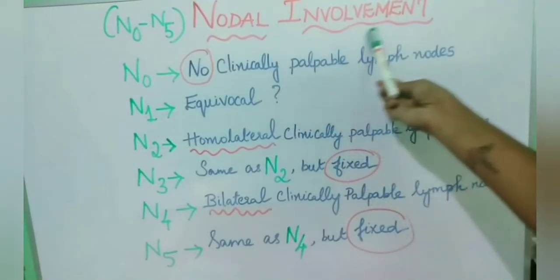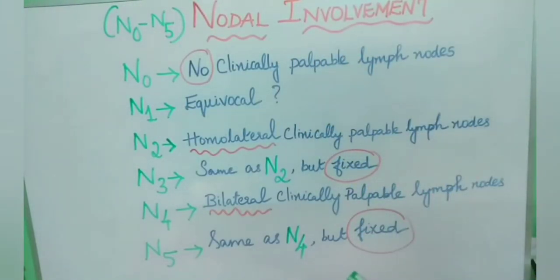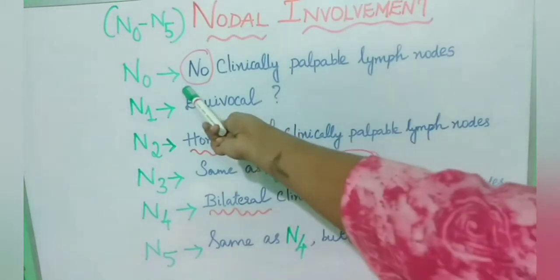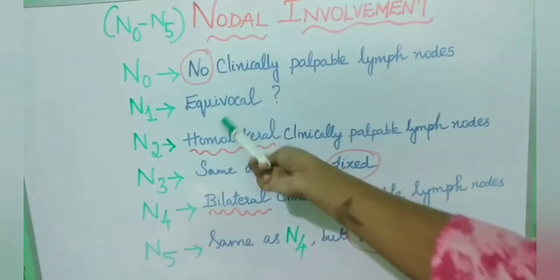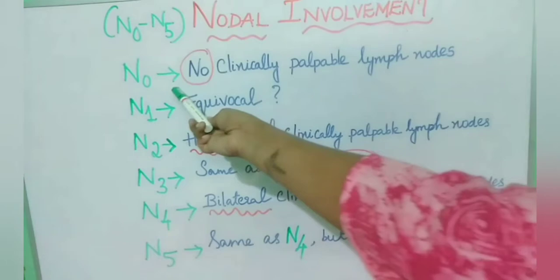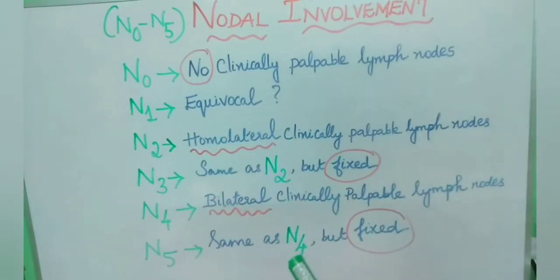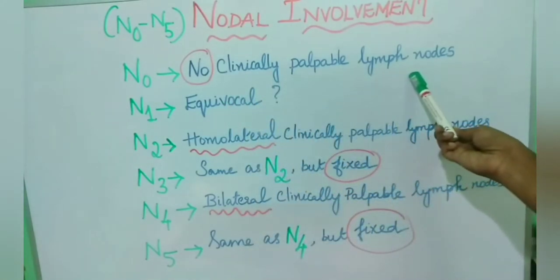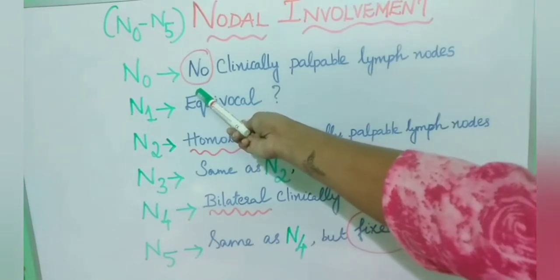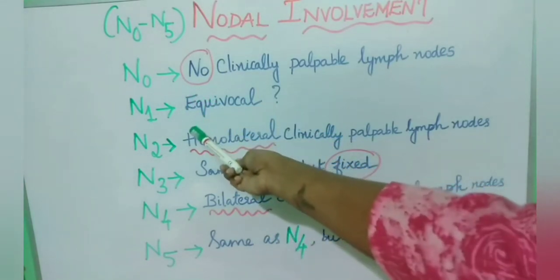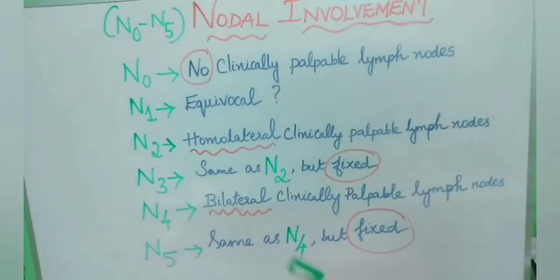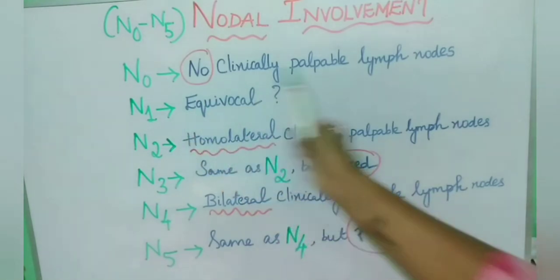Next is nodal involvement. This part is also very easy. It has 6 subcategorizations starting from N0 to N5. 1, 2, 3, 4, 5, 6. First is N0. We just remember it like no, N0, no. So there are no clinically palpable lymph nodes in case of N0 nodal involvement. Next is N1. If there is any doubt, you can give N1 nodal involvement. If there is any doubtful or equivocal situation, you can give N1 nodal involvement.